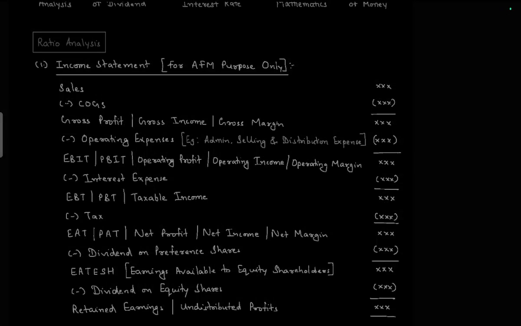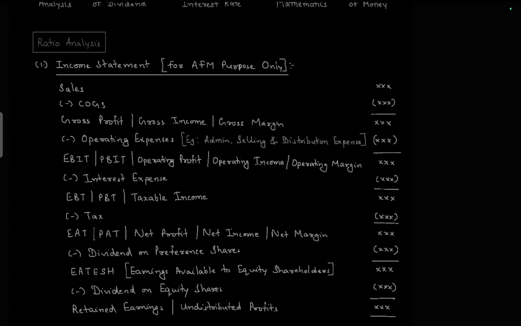So now you're going to study ratio analysis. First, for ratio analysis, where do you get the ratios? From the income statement, that is the profit and loss account. So sales. Then from sales you want to get profit, gross profit. How do you get the gross profit? Cost of goods sold you subtract, and now you get gross profit.